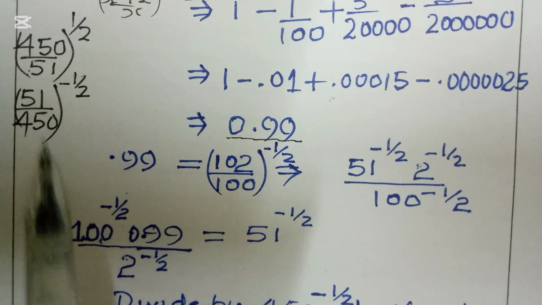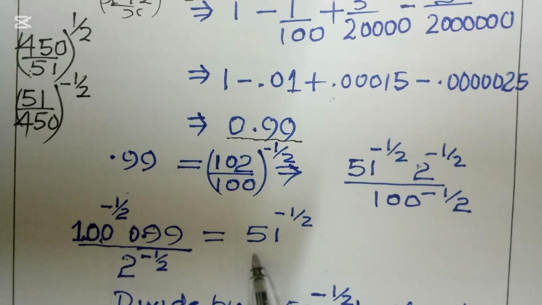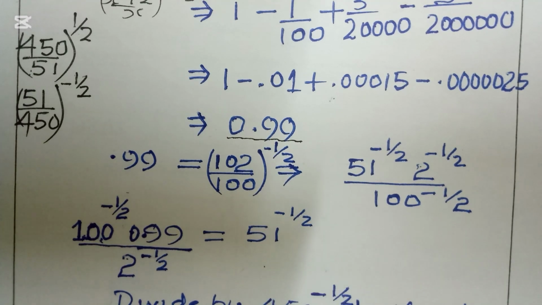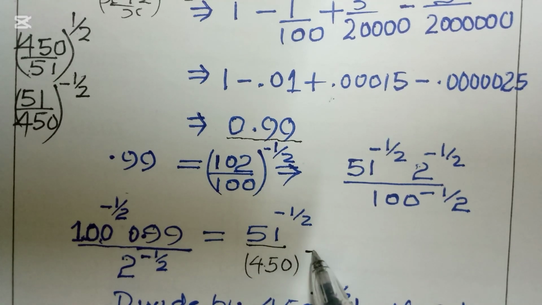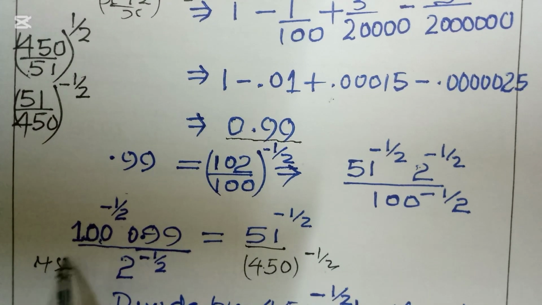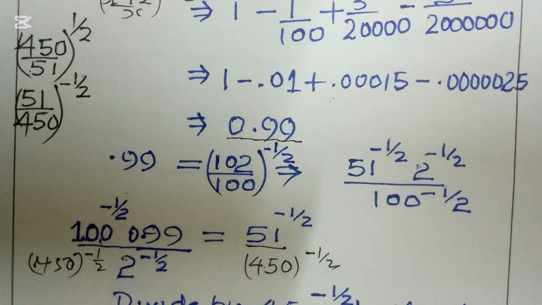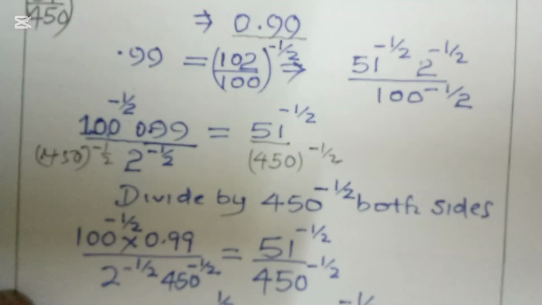Already we have 51, so we are remaining with 450. So, guys, we shall come and multiply by 450. Divide by 450 this side. That is 450 raised to negative half. And also this side 450, so that we can equalize everything, raised to negative half. So that's what I have done here. Divide by 450 raised to negative half both sides.